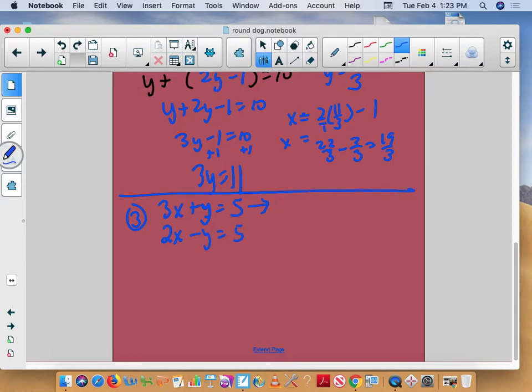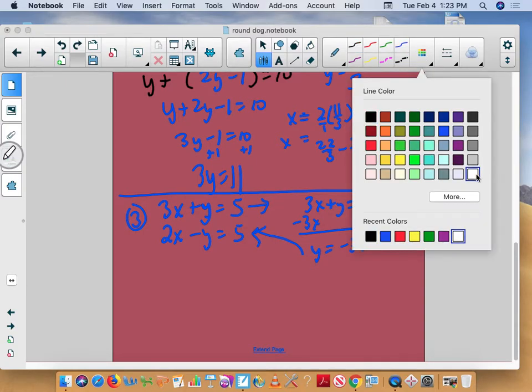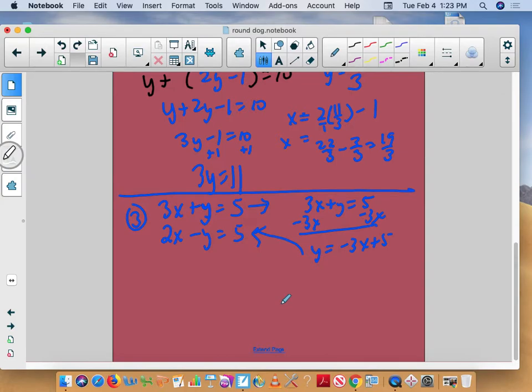Your job in substitution is to isolate one of the variables, get it on the side by itself completely, okay? So I'm working with 3x plus y equals 5. I'm going to move the 3x over, which a lot of you could do in your head. y equals negative 3x plus 5, and sub it into this equation. You have to be very careful. You know how I harp and gripe and say that you need parentheses when you fill in for a variable.